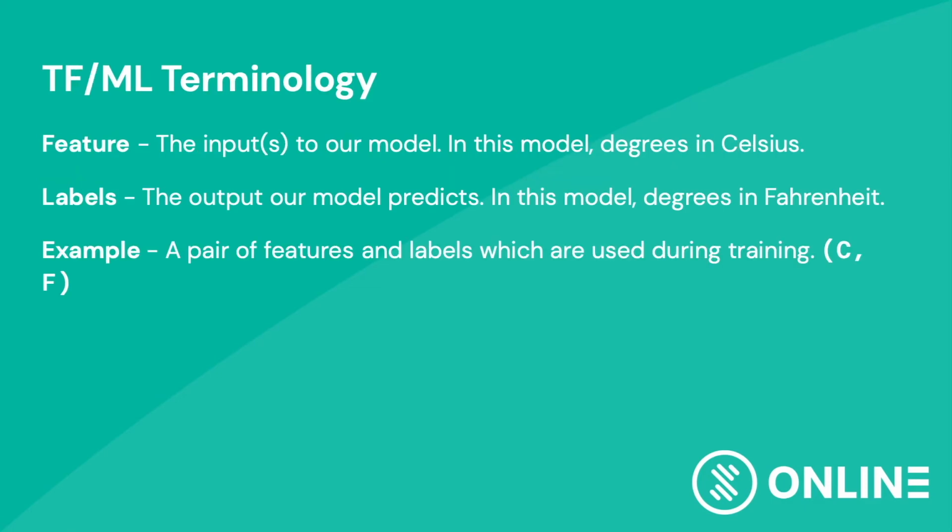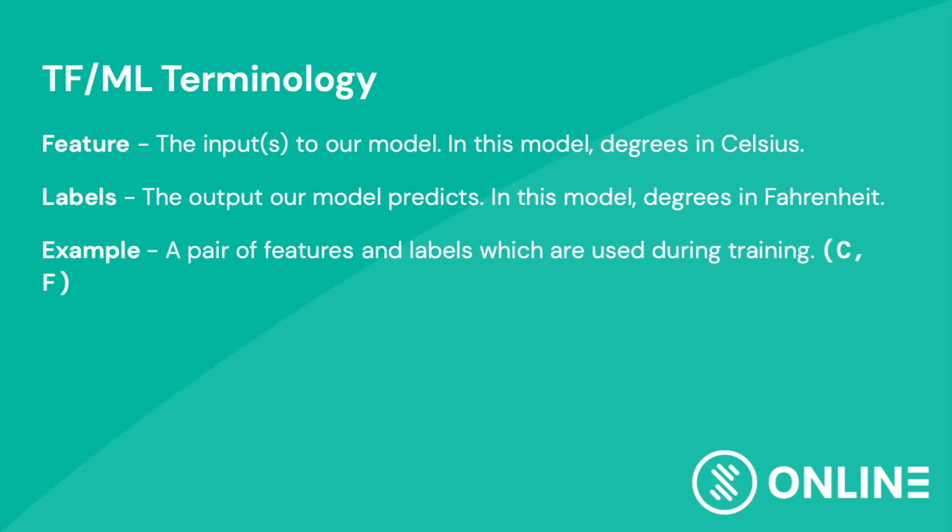First, a feature. A feature is the inputs to our model. In this model, our features are the degrees in Celsius. The labels are the output we want our model to predict. We also give these during our example in our training phase. In this model, it's going to be degrees in Fahrenheit.